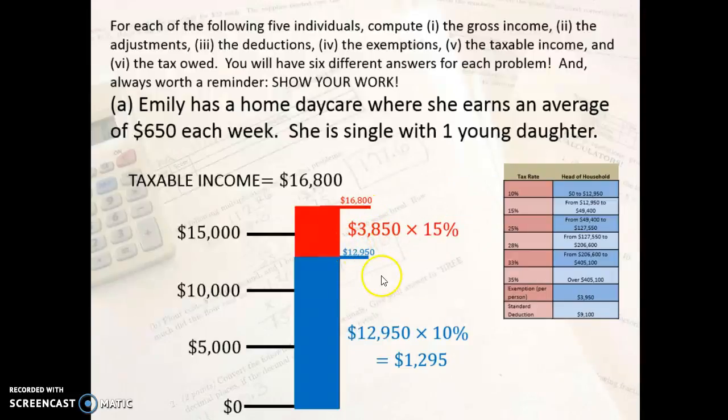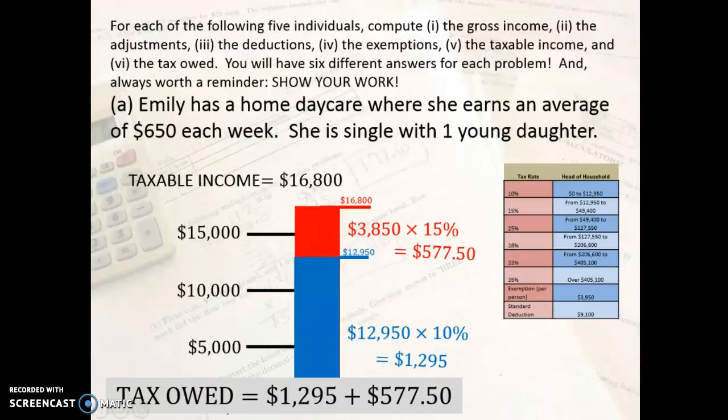All right, let's wrap it up. Let's put it together. This 10% part, 12,950 times 10%, that's a calculated problem. 3,850 times 15%, that's another calculated problem. Oh my goodness, I'm gonna have trouble living that down. But we get the answer from that one, and the final answer, the taxes owed. We're going to take those two numbers and we're going to add them together. $1,872.50. A lot of moving parts.